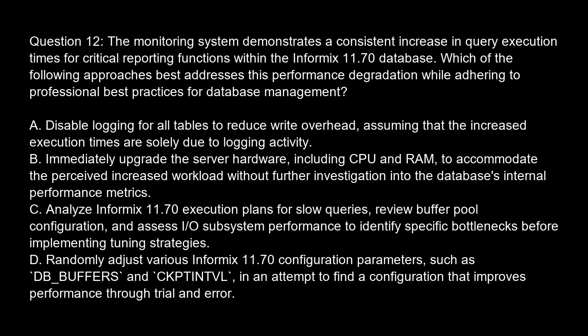Immediately upgrade the server hardware, including CPU and RAM, to accommodate the perceived increased workload without further investigation into the database's internal performance metrics. Option C. Analyze Informix 1170 execution plans for slow queries, review buffer pool configuration, and assess I/O subsystem performance to identify specific bottlenecks before implementing tuning strategies. Option D. Randomly adjust various Informix 1170 configuration parameters, such as DB buffers and C2090, in an attempt to find a configuration that improves performance through trial and error.